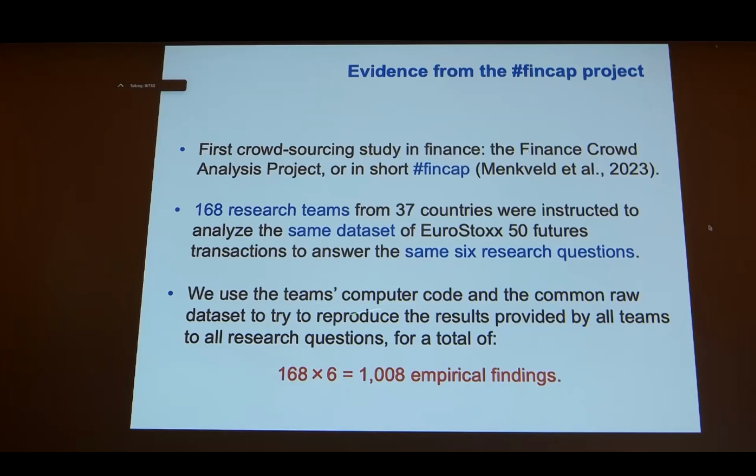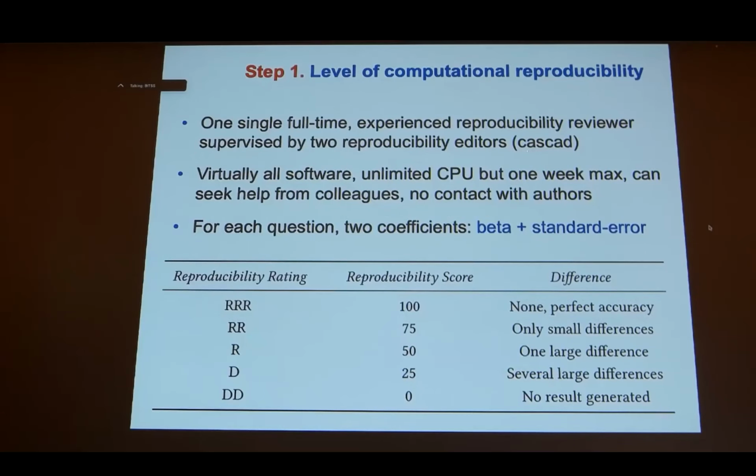they had to answer this question, but also had to provide the code associated with their paper, and they also have to provide a paper describing the answers to the 6 questions. And because we have 168 teams and 6 answers, I end up with a super large number of empirical findings for which I can test and assess the computational reproducibility, hence the title of my paper. Okay. So again, step 1, let's assess the reproducibility of these 1,000 plus results.